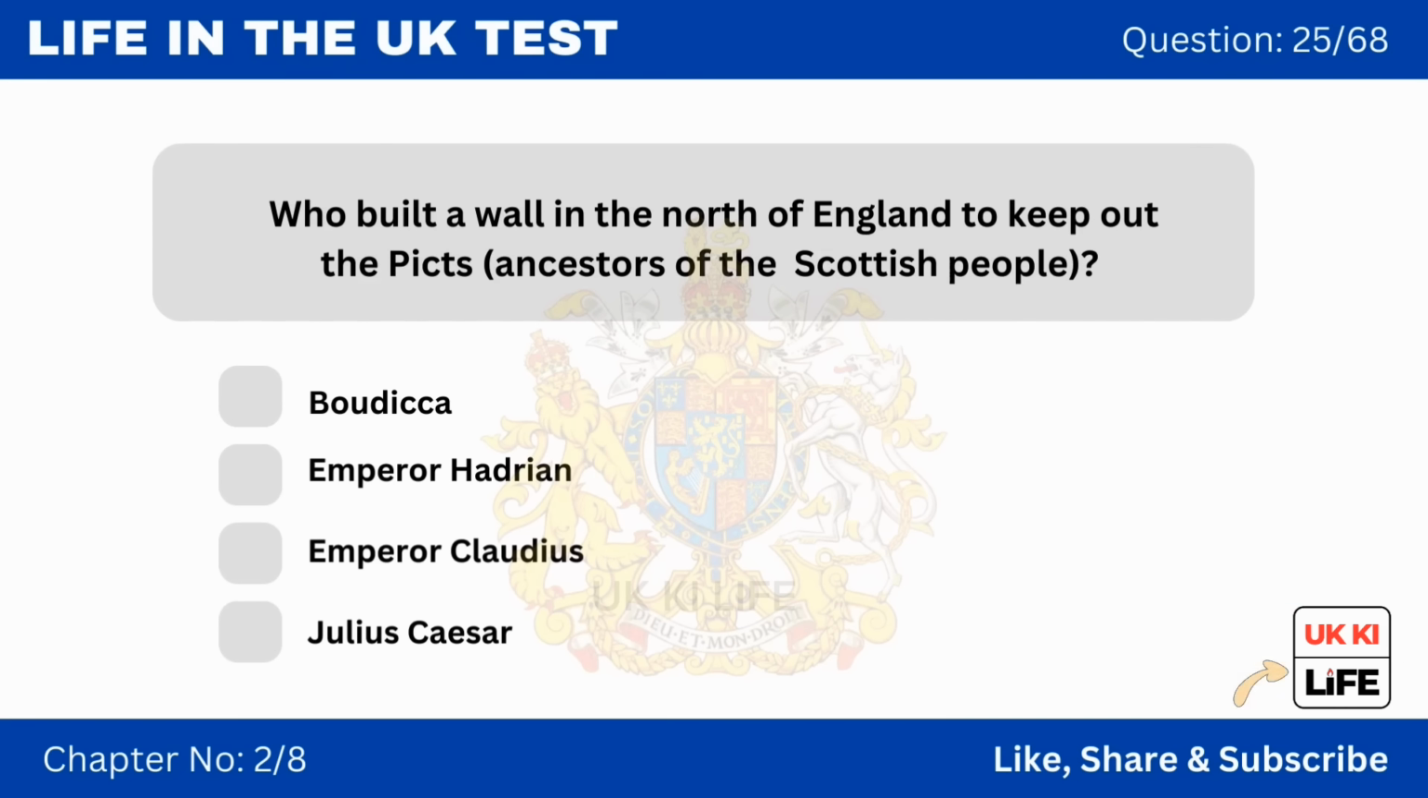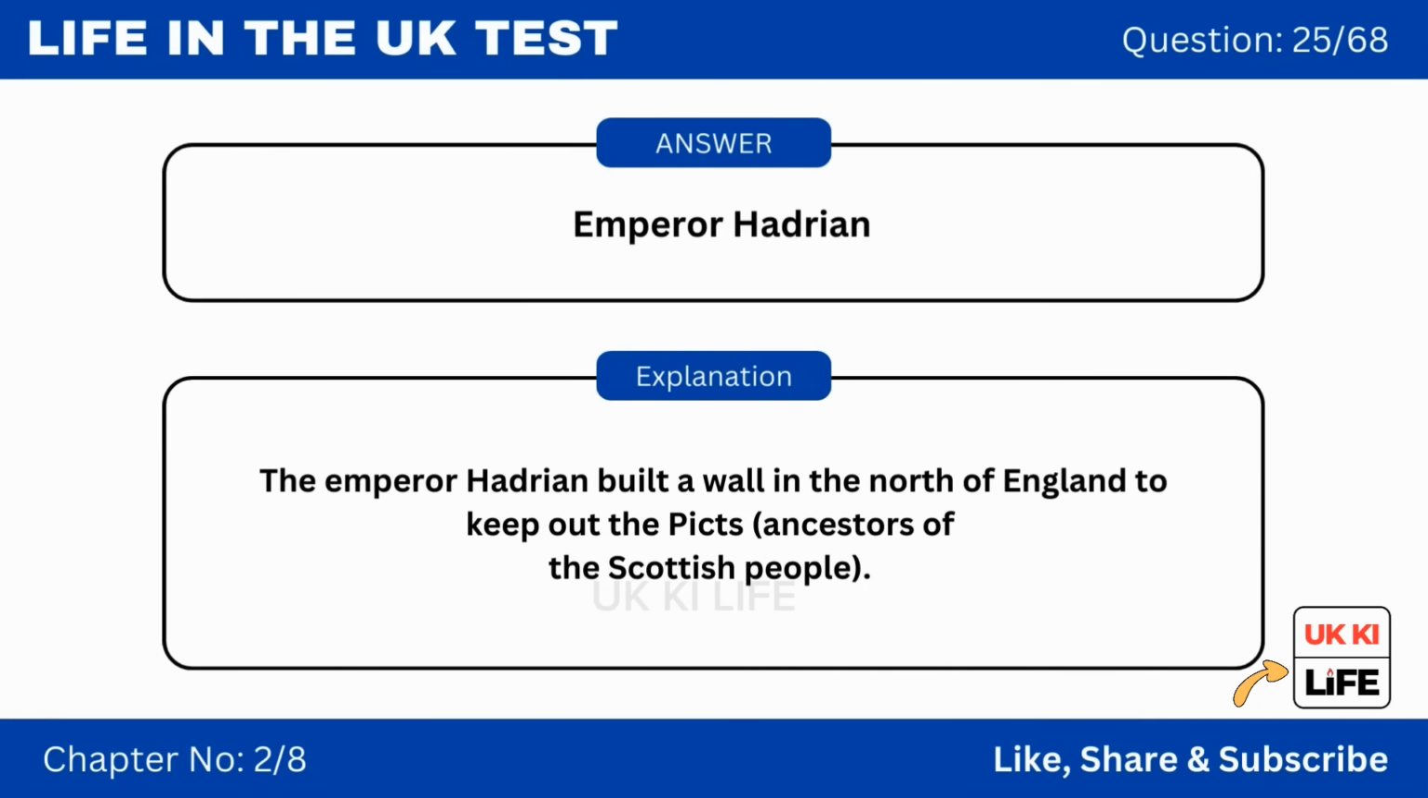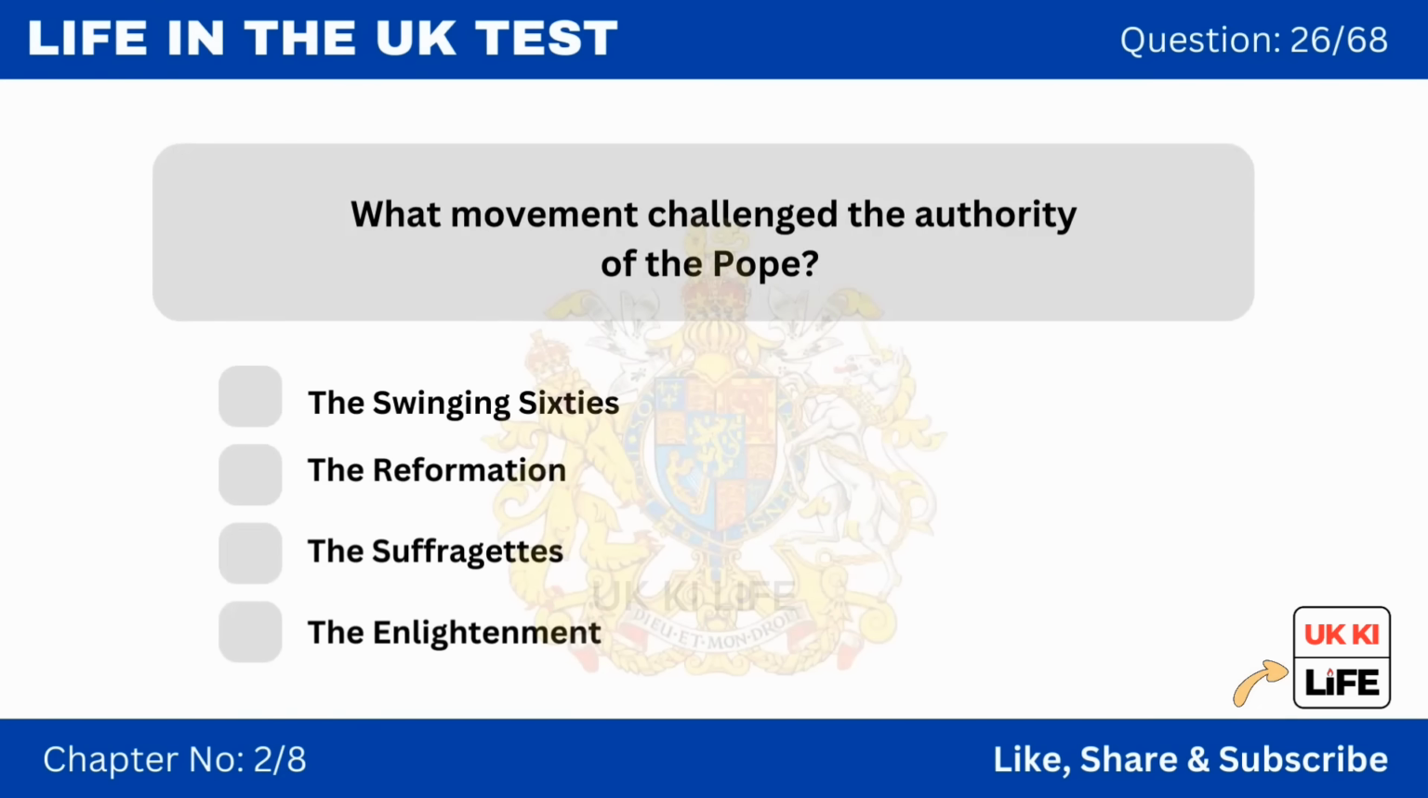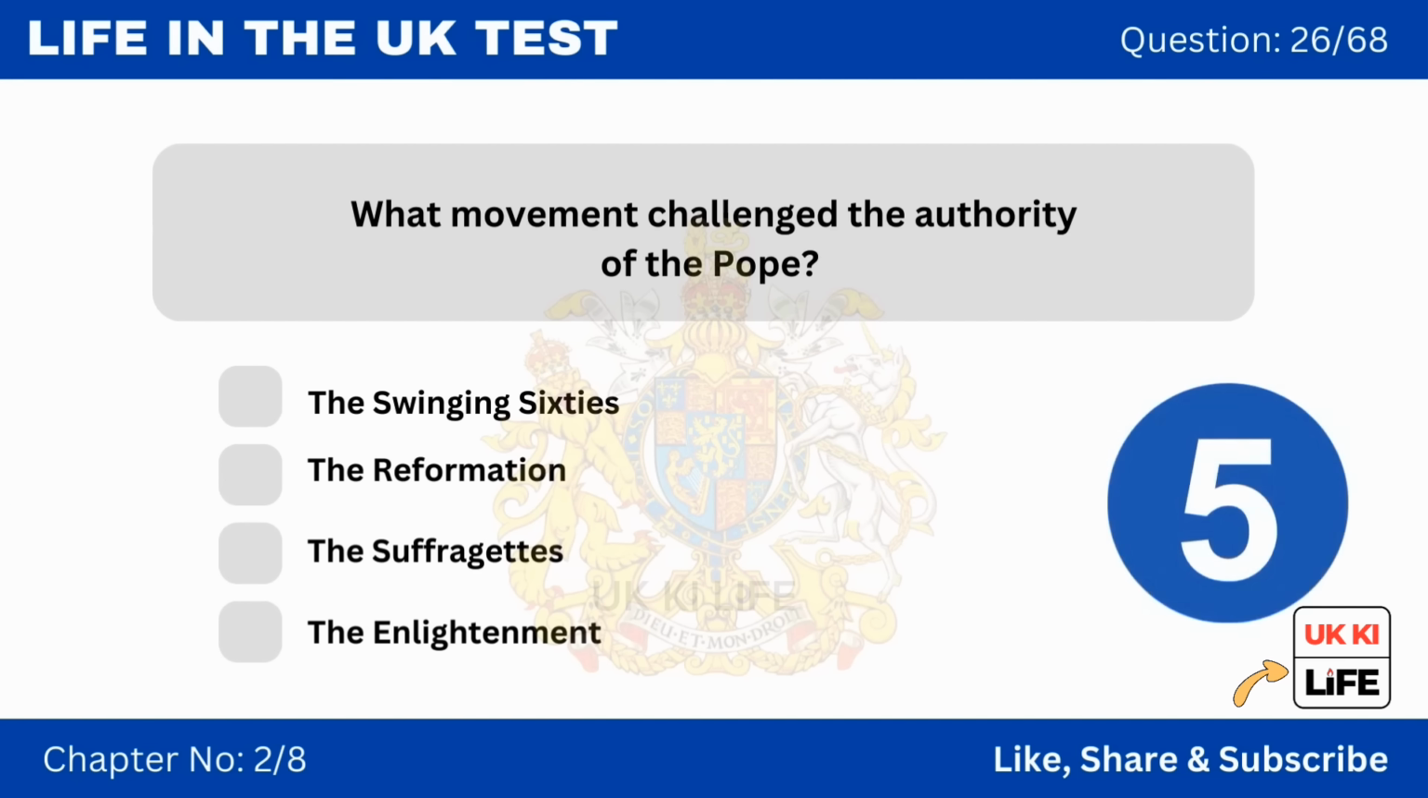The correct option is B. Explanation. The Emperor Hadrian built a wall in the north of England to keep out the Picts, ancestors of the Scottish people. Question 26. What movement challenged the authority of the Pope? The Swinging Sixties, the Reformation, the Suffragettes, the Enlightenment.